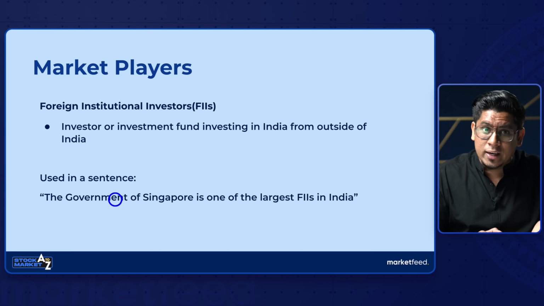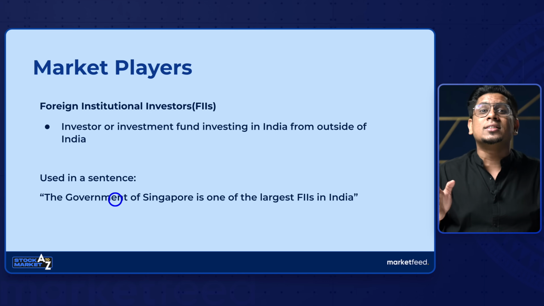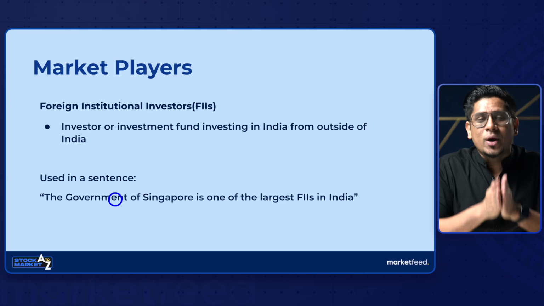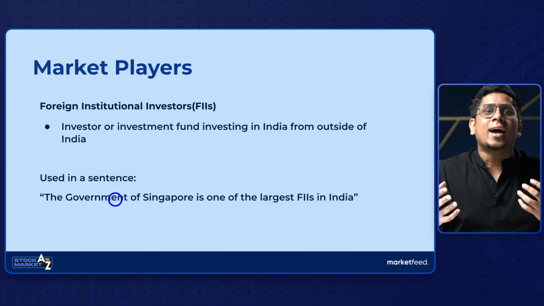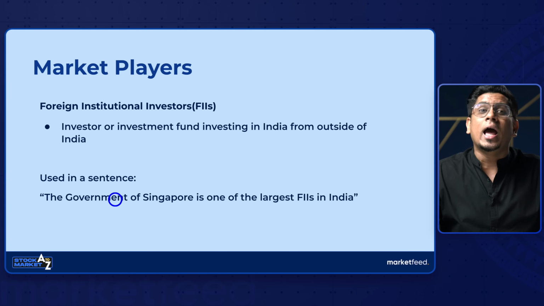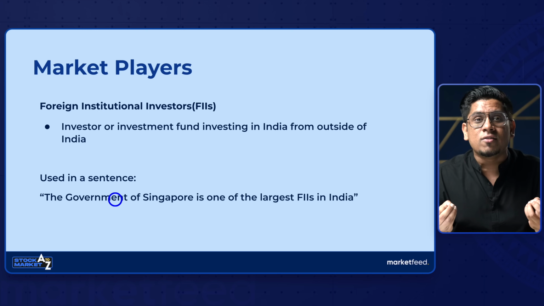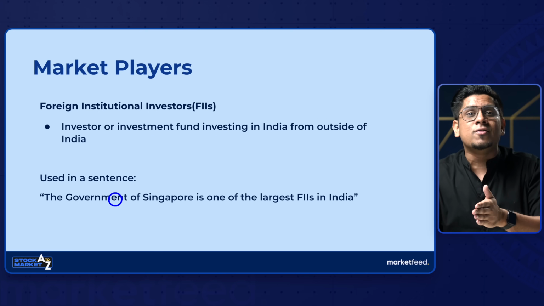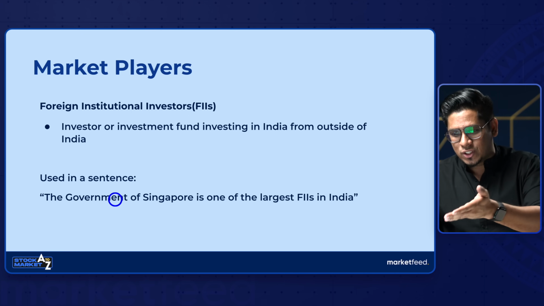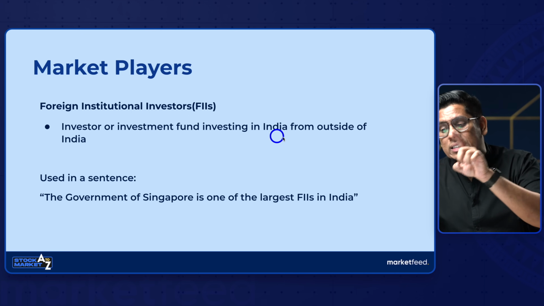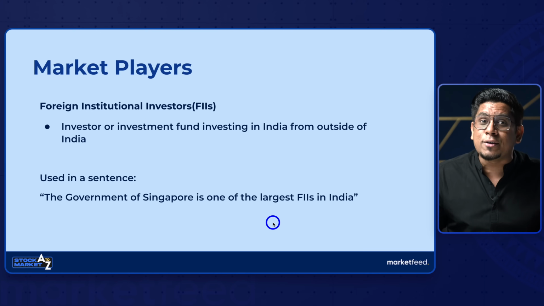Now before understanding FIIs, which is foreign institutional investors, and DIIs, which is domestic institutional investors, let us understand what an institutional investor is. Now an institutional investor is a corporate entity, right? It is a company whose primary activity is to invest and trade in the market and to make money. Cool. That is what an institutional investor is. Now, if you understand what an institutional investor is, it's very easy, right? A foreign institutional investor is a foreign corporate entity who wants to invest and trade in India to make money. As you can see here, investor or investment fund investing in India from outside of India. Now, used in a sentence as the government of Singapore is one of the largest FIIs in India.